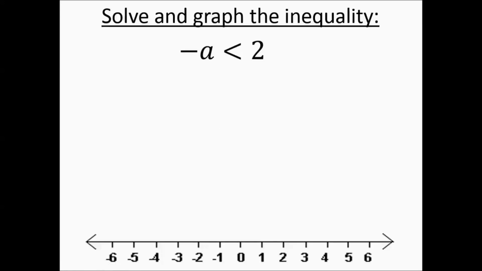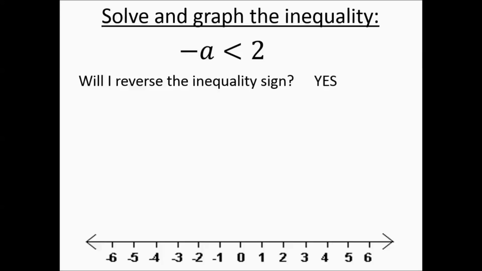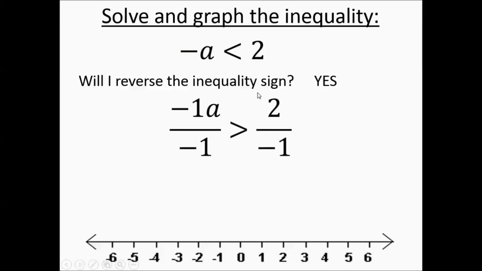Negative a is less than 2. This one can get confusing. Will I reverse the inequality? Yes, because I have that negative. You can think of it as negative 1 times a. And then as you're dividing it out, that's when you would do the reversal. So you divide it out, the negative 1's cancel. 2 divided by negative 1 is negative 2. So a has to be greater than negative 2.